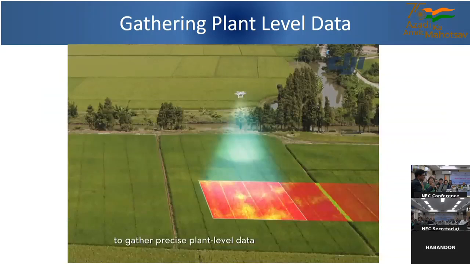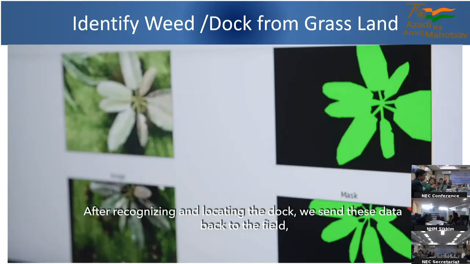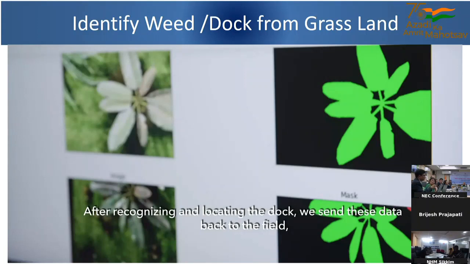In the next picture, the drone is taking pictures, kind of plant level data it is trying to take. And these will go to the backend server where they will analyze, for example, of the field which I talked about, they are able to analyze and see where all those weeds, docks are there, where actually they require to put the pesticide. Generally, what we do is we spray pesticide all across the field, whether required or not required. But with this kind of environment, you can do a pesticide spray targeted to those weeds where it is required.